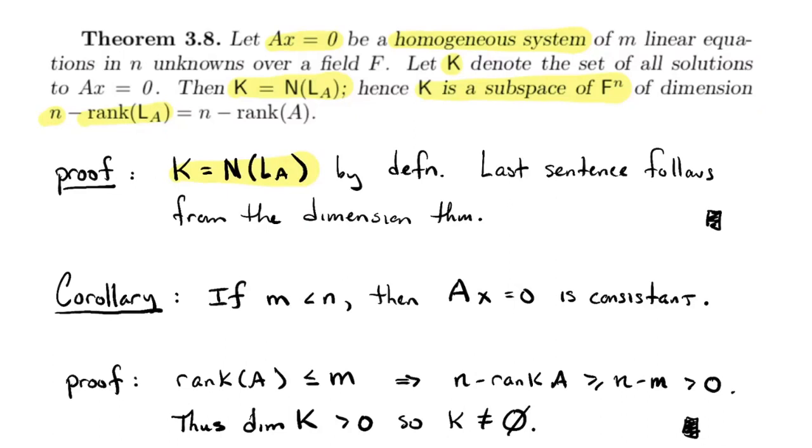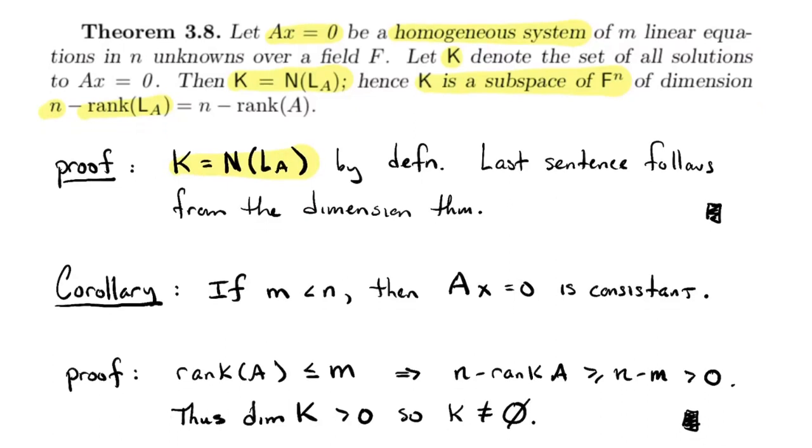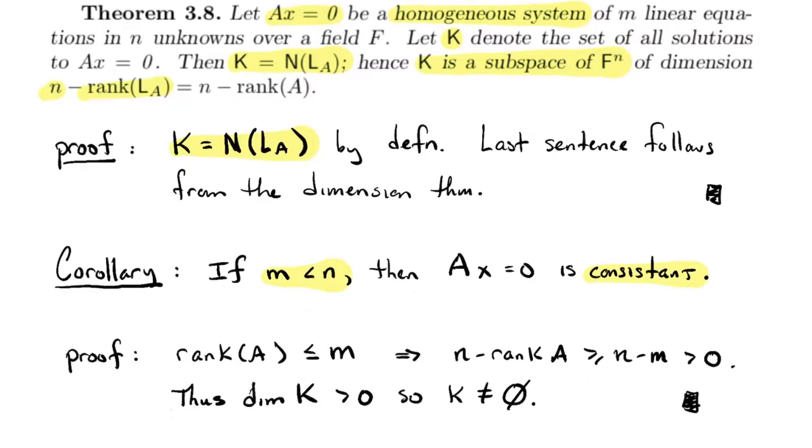One consequence of it is if m is less than n, so if the number of equations is less than the number of unknowns, then the system always has a solution. The system is always consistent. If the number of unknowns exceeds the number of equations, you can always solve the system. You can think of it as having free variables, in the language of lower division linear algebra. What's the proof of that?